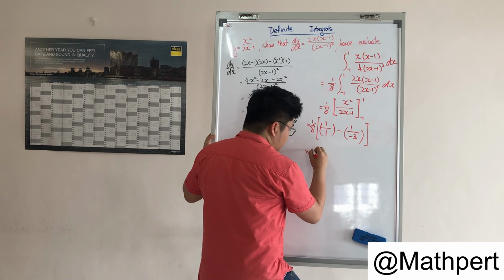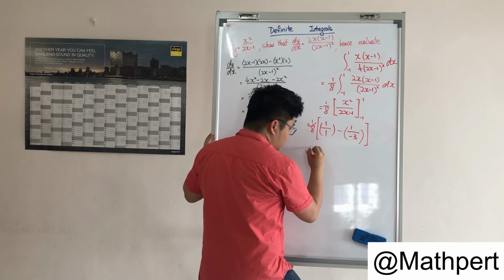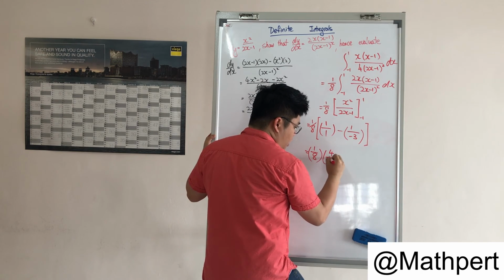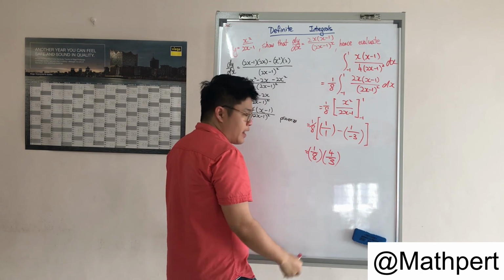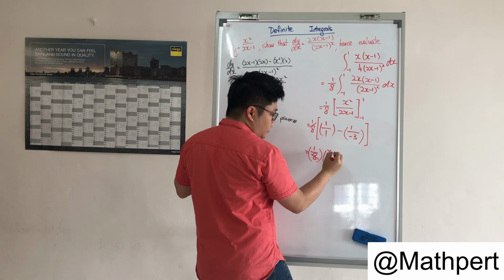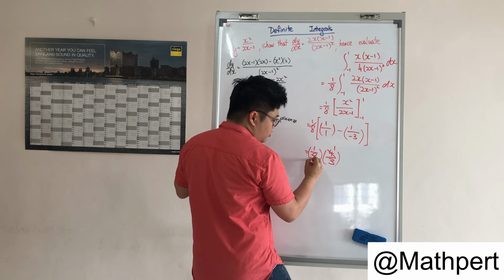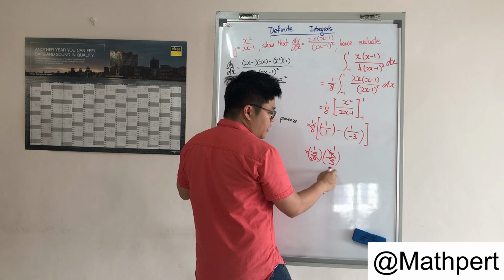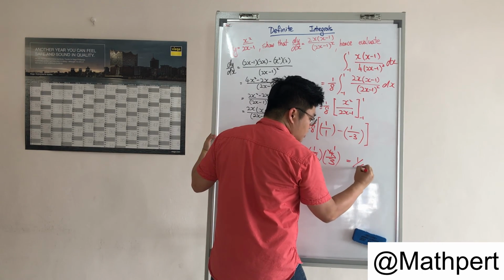We get 1 over 8 times 4 over 3. Right? This one and this one cancel off. 1, this one becomes 2. 2 multiplied by 3, we get 1 over 6.